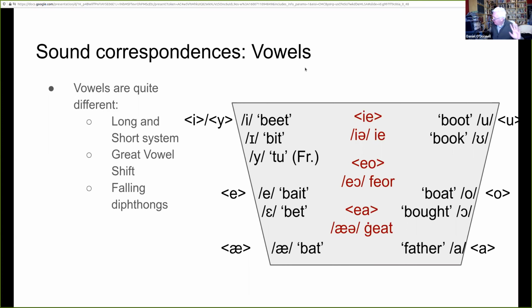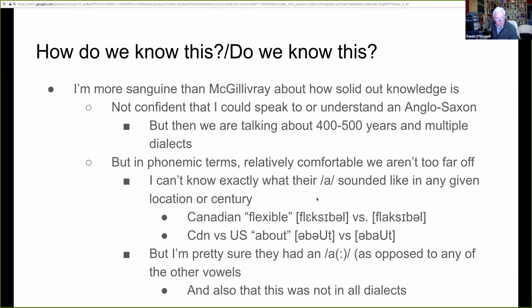That's it for now. Again, we're throwing a lot of information at you, but we'll keep returning to it in practice. So I wanted to pick up one last thing that Murray talks about in his chapter, and that has to do with how solid our knowledge of this is. I'm more comfortable with what we know about it than he is, I think. If the test is what he mentions in his chapter, that you ran into an Anglo-Saxon, would you be able to converse with them? The answer is probably no.